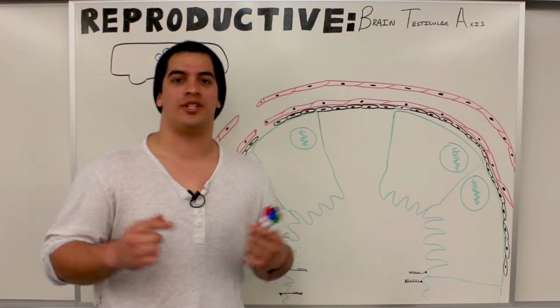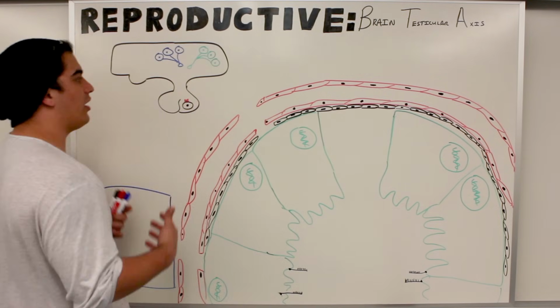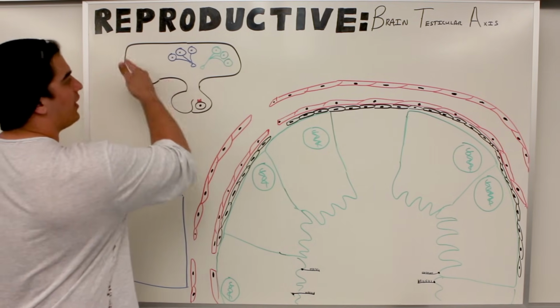All right, Ninja Nerds, so what we're going to do in this video is talk about the brain-testicular axis. First off, let's look at what specific organs are involved here. If you look at what I have zoomed in on right here, this is the hypothalamus.